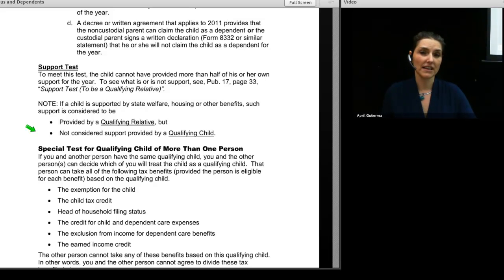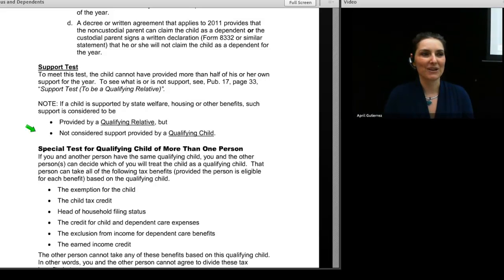So in order to say yes or no to that question, you have to look: does that child have their own source of money for support? Do they have a job? Do they have an inheritance? Do they have gifted money? Where did the money for their support come from that they're providing for themselves, for their own support? The child cannot provide more than half. You as a parent don't have to provide any at all. It's just that the child cannot provide more than half of his or her own support.